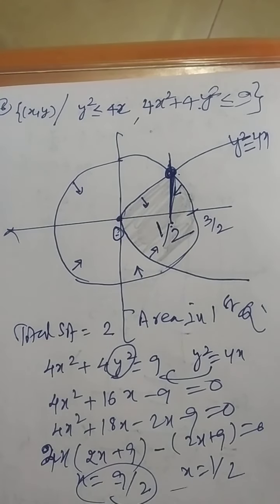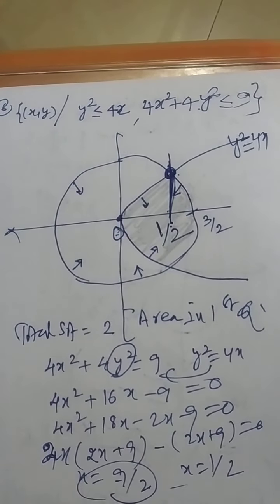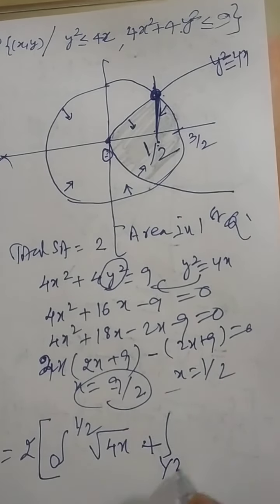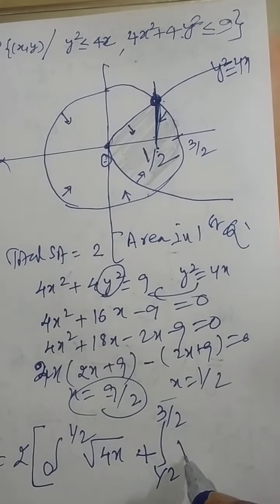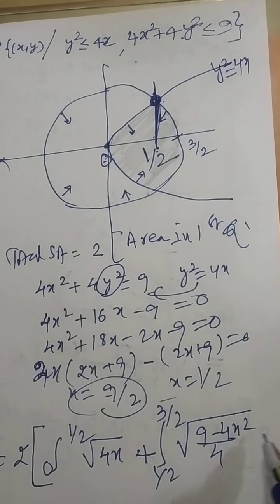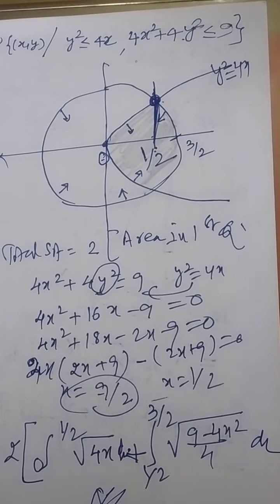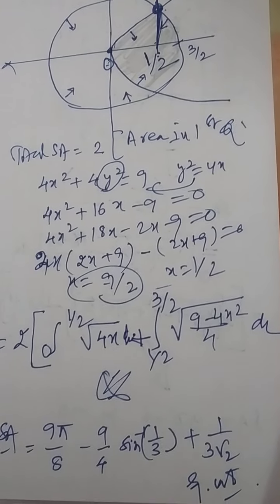So your answer will be 2 times the integral from 0 to half. Which curve will come? Look here, from 0 it is the parabola. What is the y of the parabola? Root 4x, plus or minus? Plus. Now half to 3 by 2, which curve will come? The circle. What is the equation of the circle? Root of 9 minus 4x square by 4. Now you know how to integrate this. I think this is the last question. So just integrate, simplify, and pause the video here and get the answer. That will be the final answer.